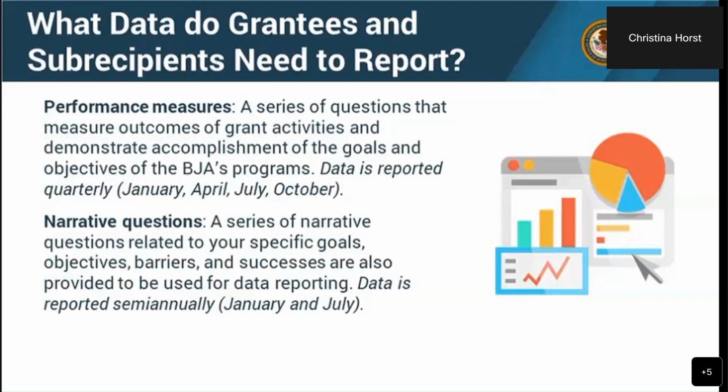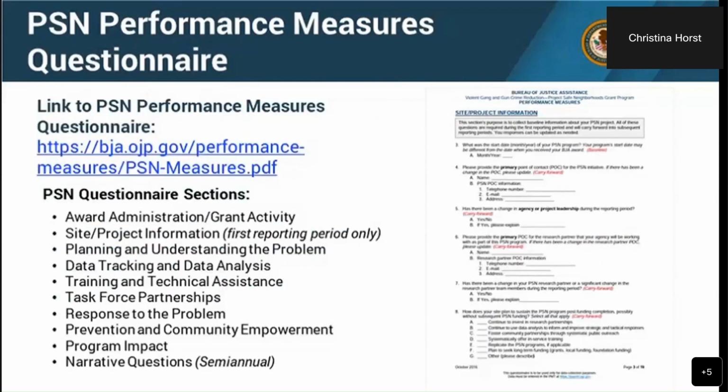A series of narrative questions related to the grantee's specific goals, objectives, barriers, and successes are reported on semi-annually in January and July. The performance measure questionnaire outlines all of the questions grantees are required to respond to. The link to the performance measures is shown on your screen. This can also be found on the BJA Performance Measures webpage.